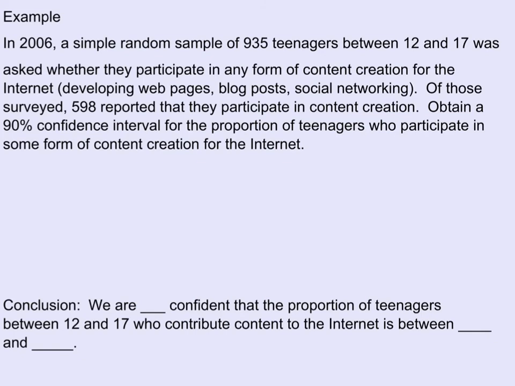This next example, I'm not going to do all of it for you. You can choose to do it on your own if you want to. I'm including it because it has the formal statement at the bottom of the problem. So my conclusion here, you would just fill in the blanks. If you do the problem, we are blank % confident, that comes from the confidence interval right over there. We are blank % confident that the proportion of teenagers between 12 and 17 who contribute to content on the internet is between blank and blank, and those would be the endpoints of your interval. And so that's the formal statement. If you can write some sentence that makes sense like that, then you're golden.